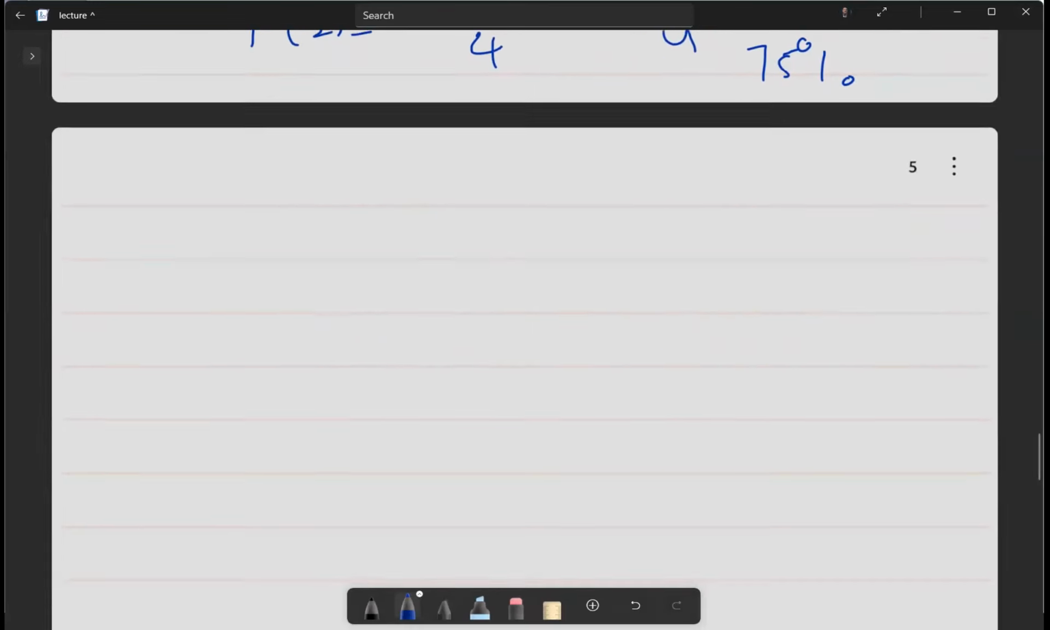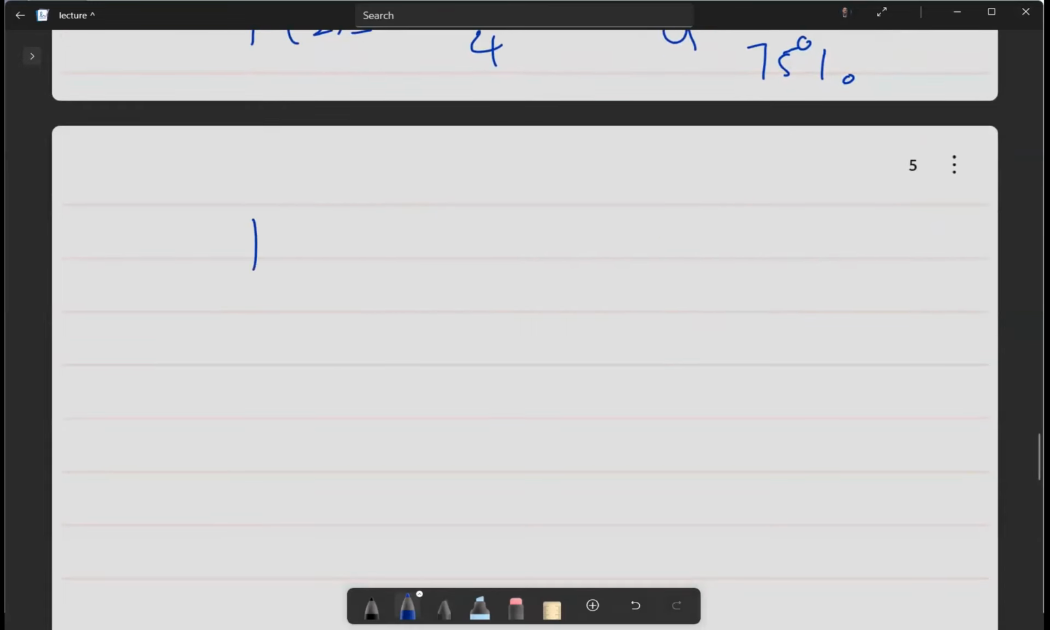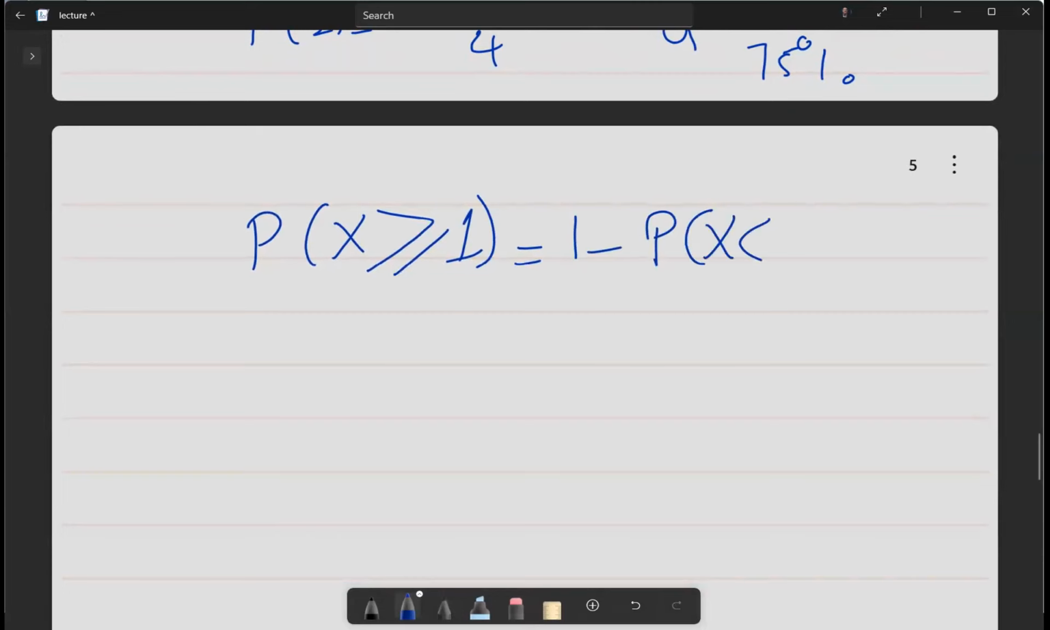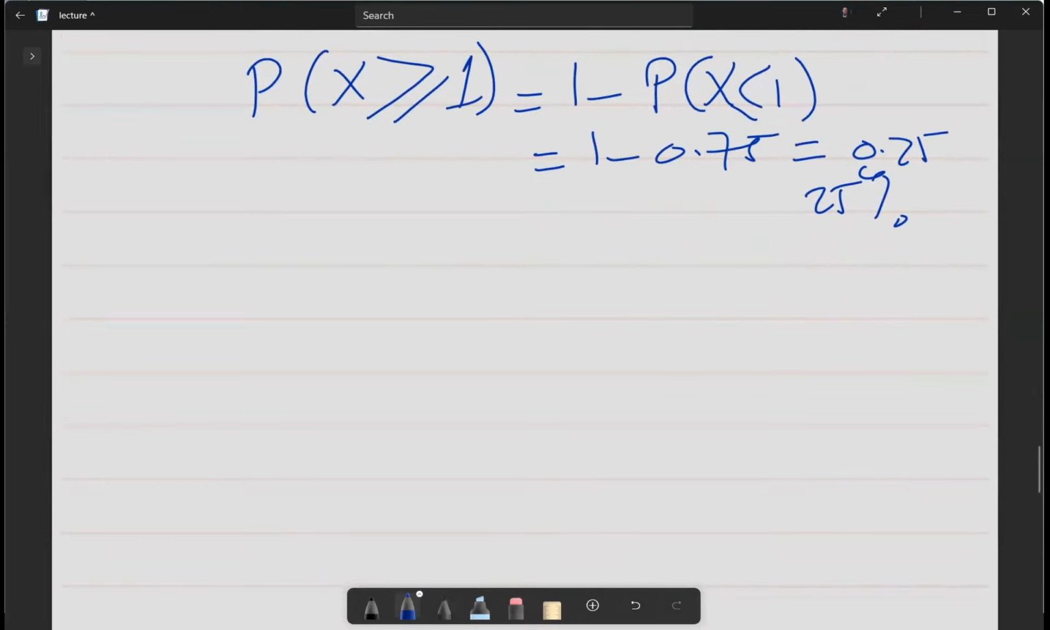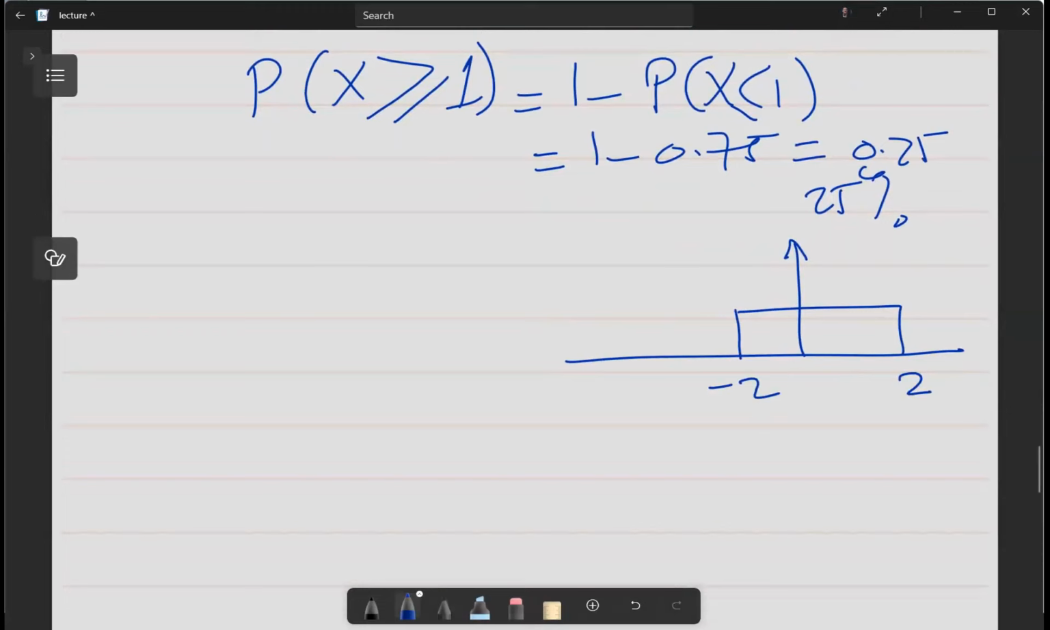Okay, and if I ask you what is the probability that x is greater than or equal to 1, easily it will be 1 minus the probability of x less than or equal to 1, and this will be 1 minus 0.75, and this will be 0.25. This means that in 25% of cases x will be greater than 1, as far as the distribution of this random variable is from -2 up to 2.